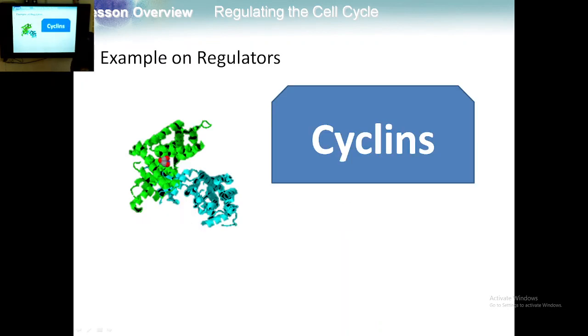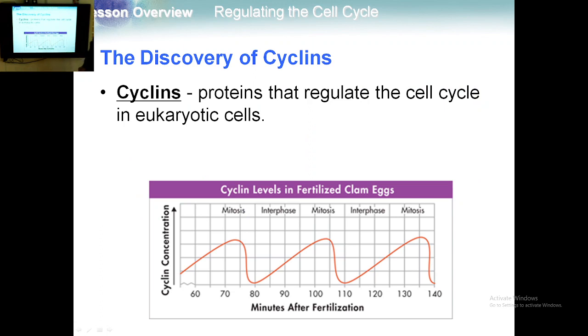Let's take one of the examples of cell regulators or growth regulators, which is the cyclins. The cyclin is a protein. As you can see, this is the 3D structure of the protein, the cyclins, which is one of the regulators found in the cell, okay? Cyclins are proteins that regulate the cell cycle in eukaryotic cells. So it's in the eukaryotic cells.